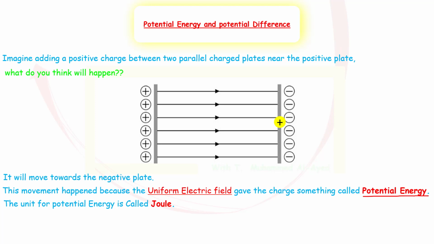The unit for potential energy, or actually the unit for all types of energy, is joules. So potential energy is just a different type of energy. We know that there's something called kinetic energy, and we know that there's something called heat energy. So there are different types of energies, and one of them is the potential energy created between two uniform electrical plates.